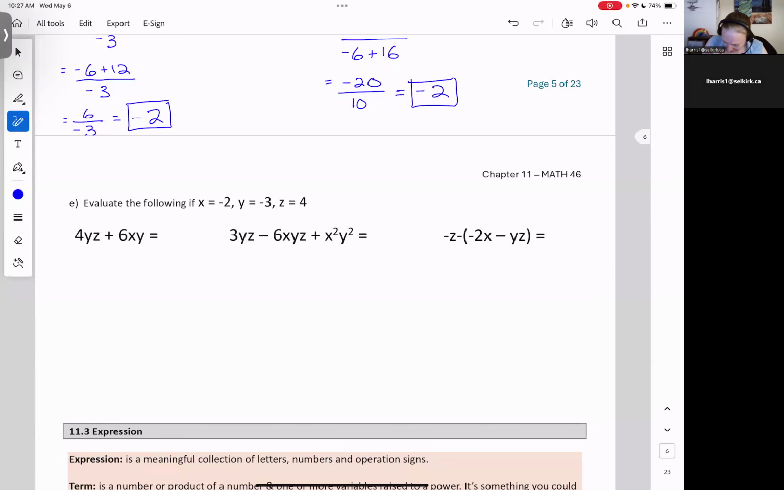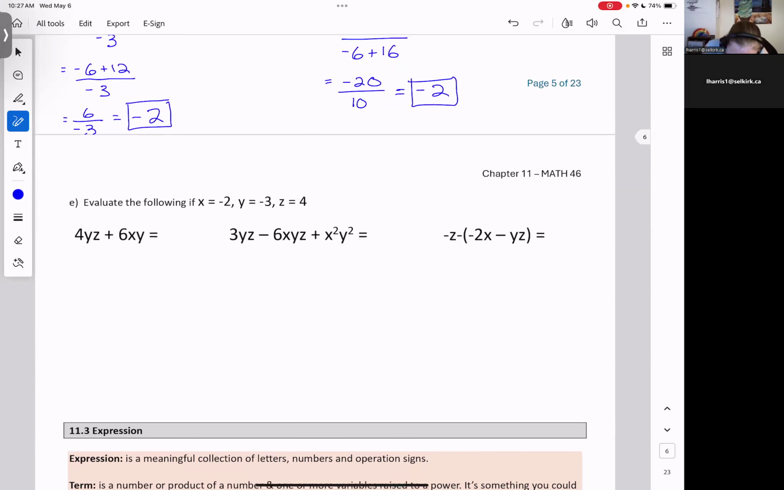Let's do our last three where we're evaluating expressions. So we're going to substitute in our values. So 4 times y times z is 4 times -3 times 4. And then we're adding 6 times -2 times -3. Feel free to use your calculator on these.